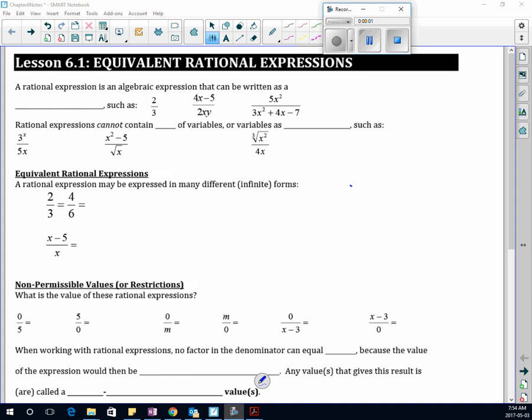A rational expression is an algebraic expression that can be written as a ratio. Do you remember what a rational number was? Basically, you think of a rational number as a fraction. So anything that can be written as a fraction is a rational expression.